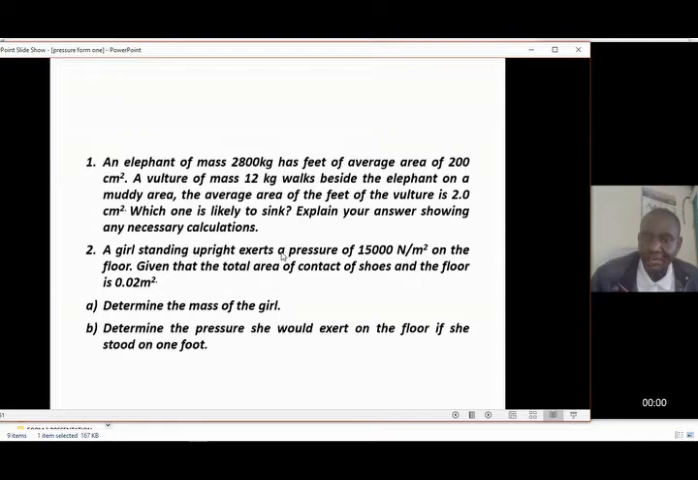A girl standing upright exerts a pressure of 15,000 newtons per square meter on the floor. Given that the total area of contact of shoes and the floor is 0.02 square meter, determine the mass of the girl and determine the pressure she would exert on the floor if she stood on one foot.